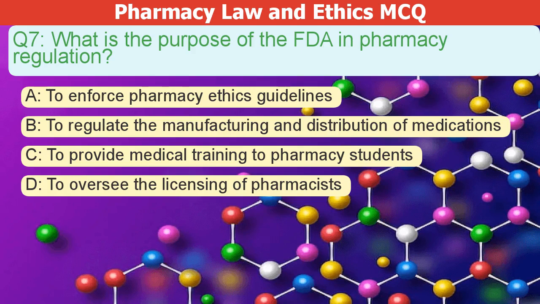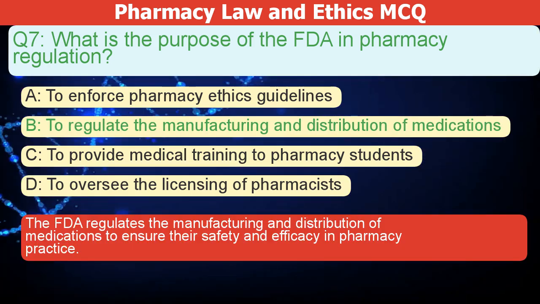What is the purpose of the FDA in pharmacy regulation? A. To enforce pharmacy ethics guidelines. B. To regulate the manufacturing and distribution of medications. C. To provide medical training to pharmacy students. D. To oversee the licensing of pharmacists. The correct answer is B. The FDA regulates the manufacturing and distribution of medications to ensure their safety and efficacy in pharmacy practice.